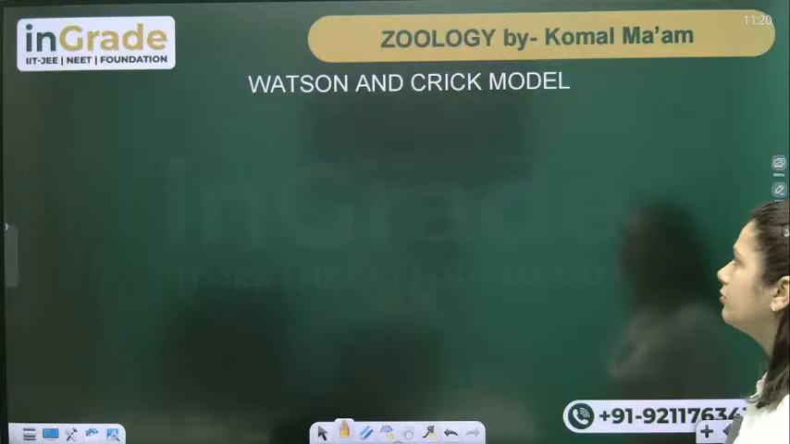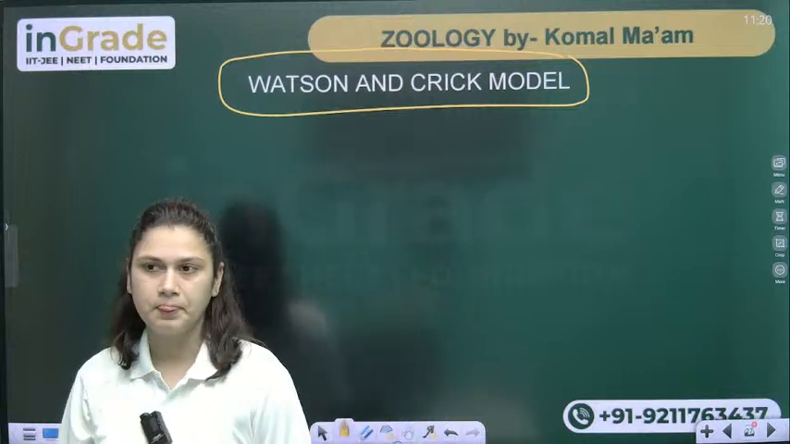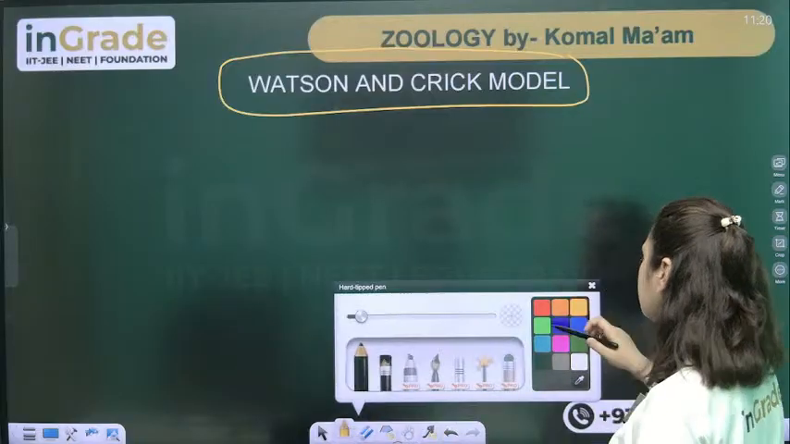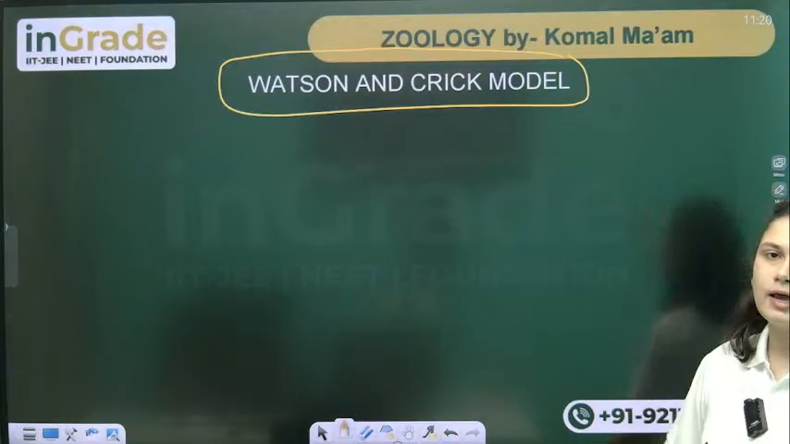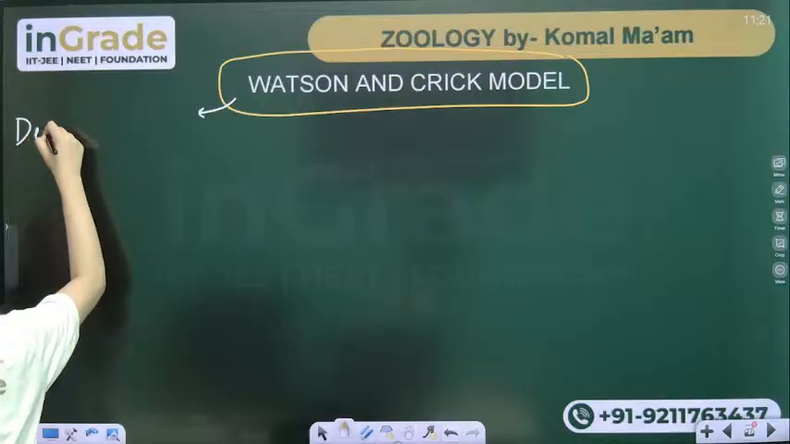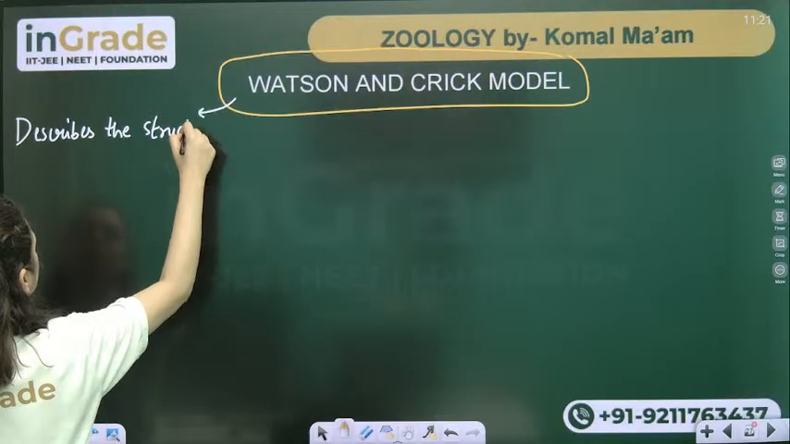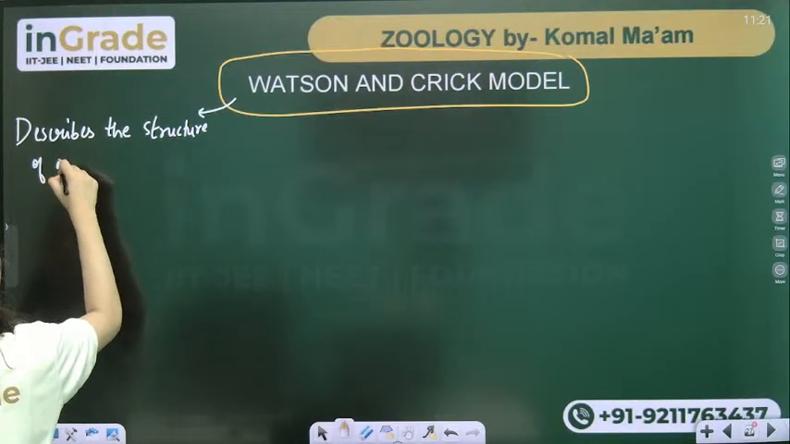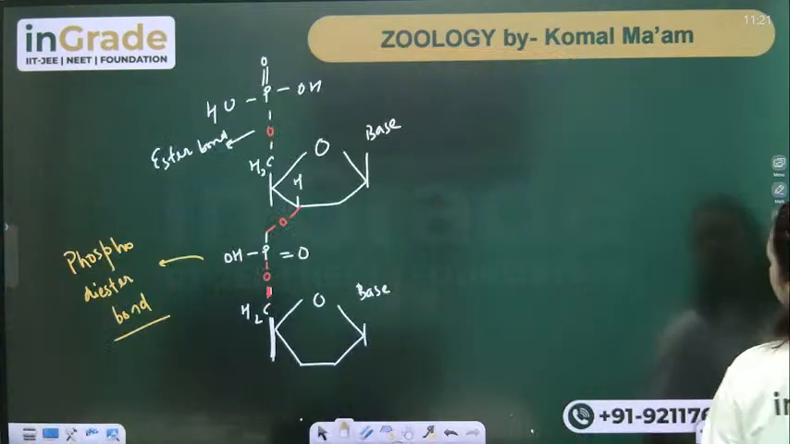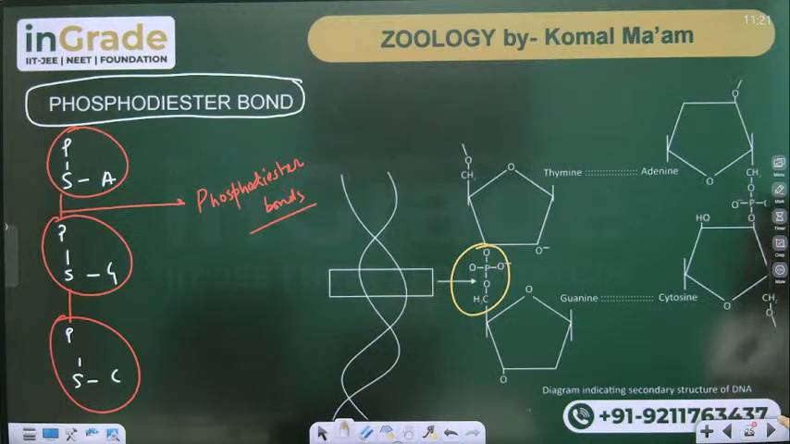Okay, let's discuss further the Watson and Crick model. What is the Watson and Crick model? Basically, it describes the structure of B-DNA. This model describes the structure of B-DNA. Firstly, note this down, class.